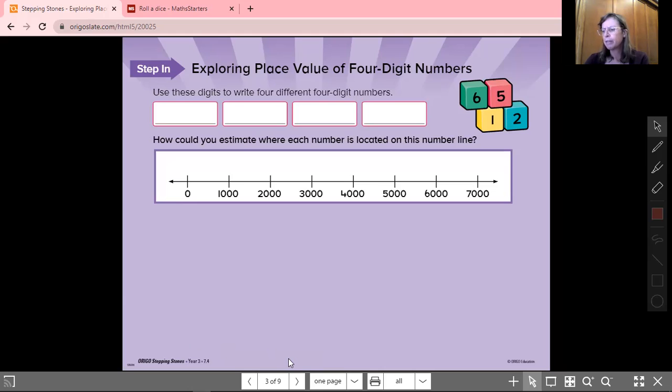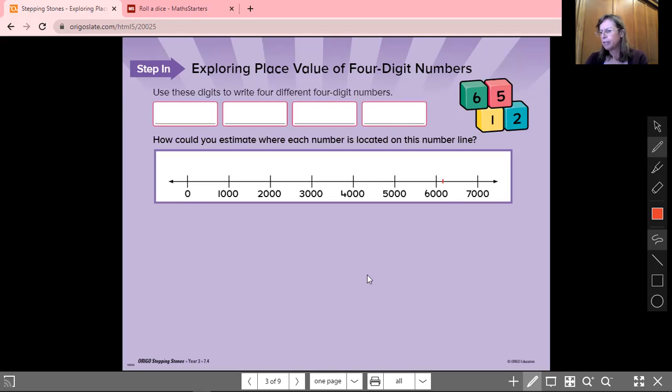So the first number we have is 6,152. So we go along our number line until we get to 6,000. Then our next number is 152. So 100 is going to be down this lower half below 6,500. It's probably going to be pretty close to 6,152. So I'm going to say that our first number is about there.